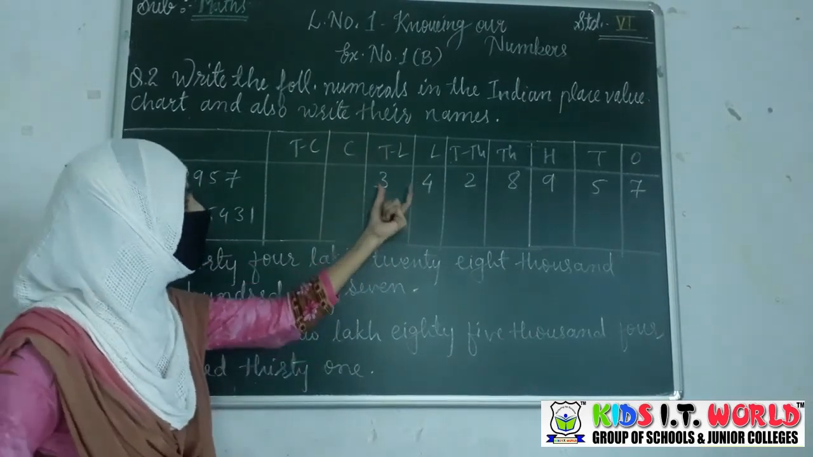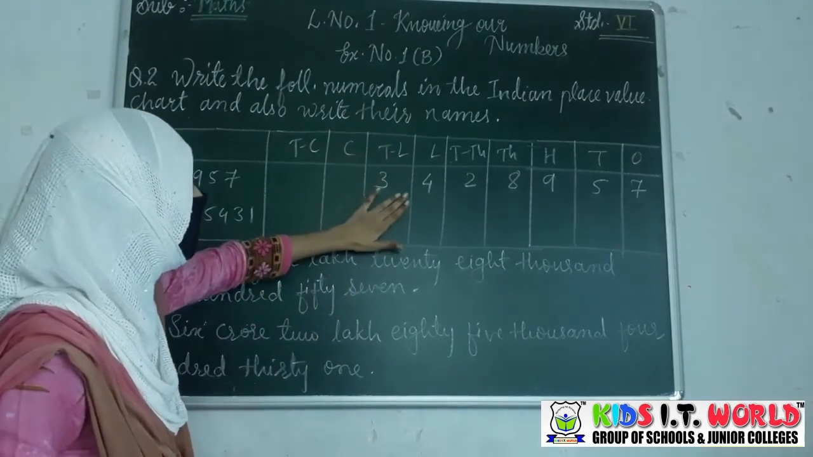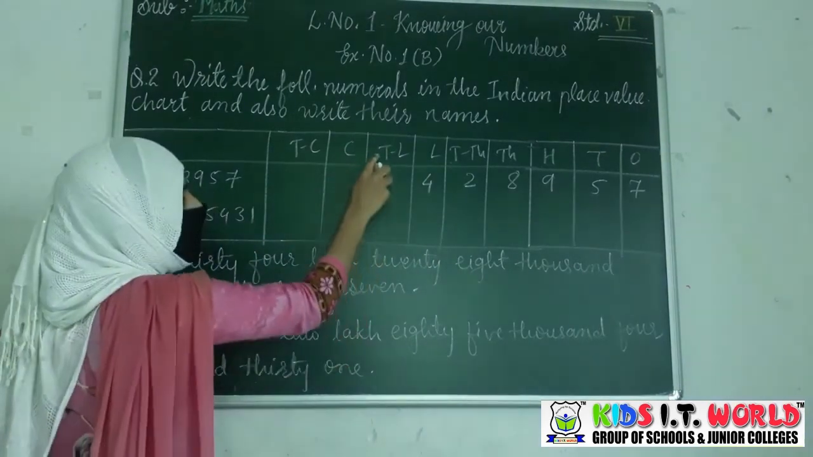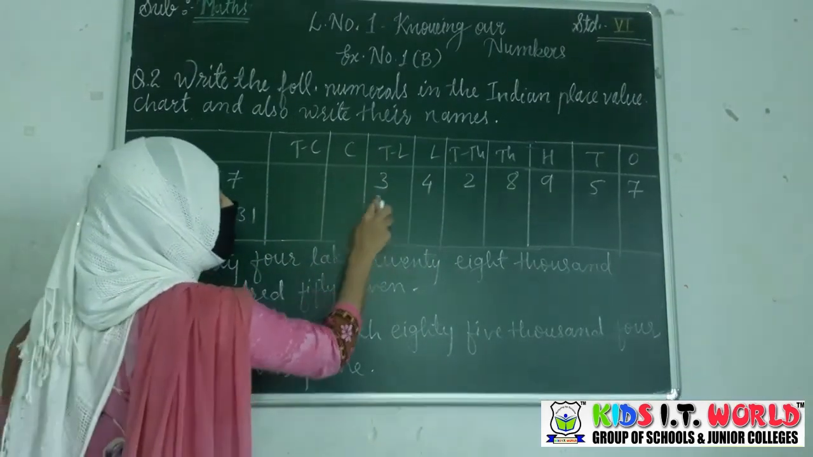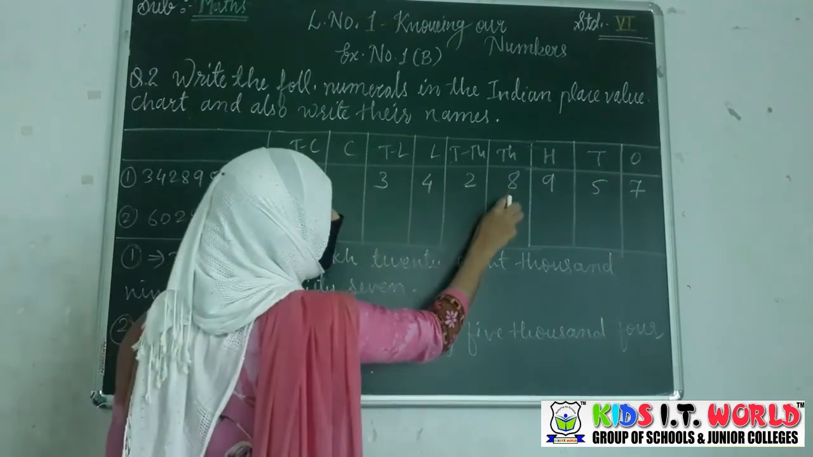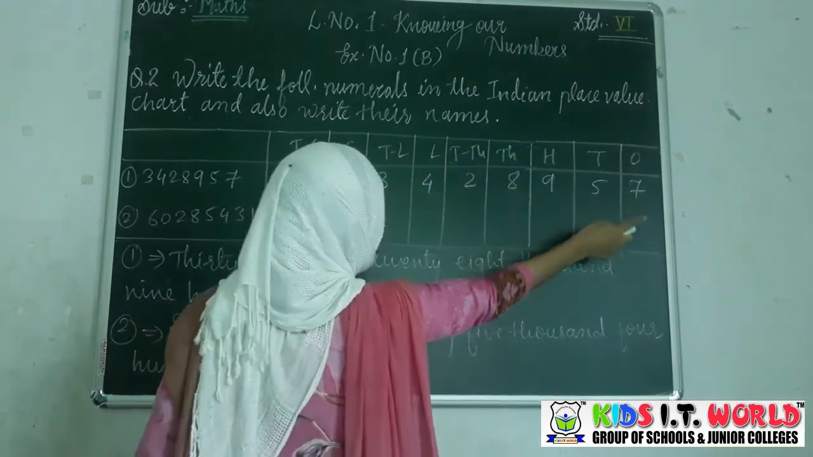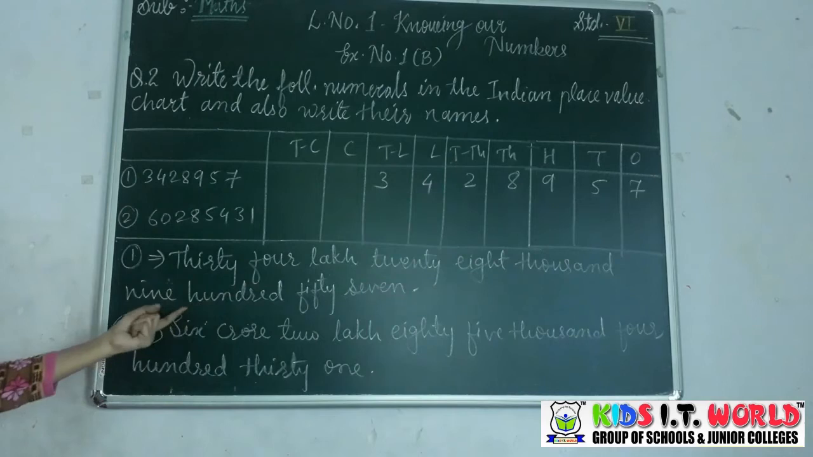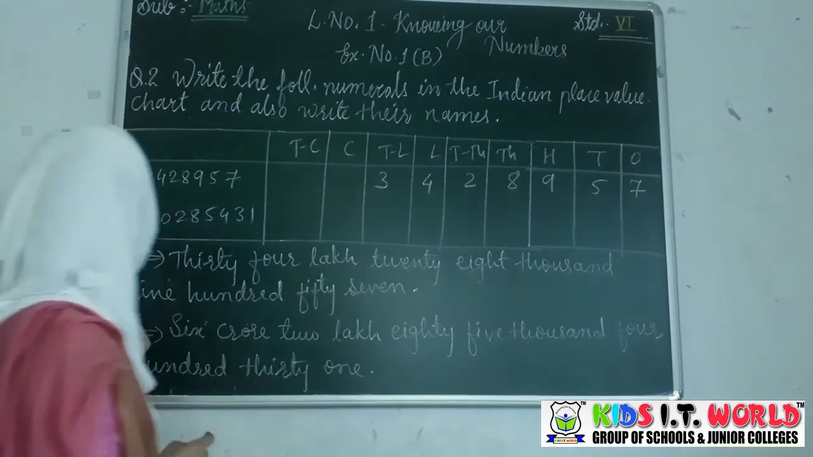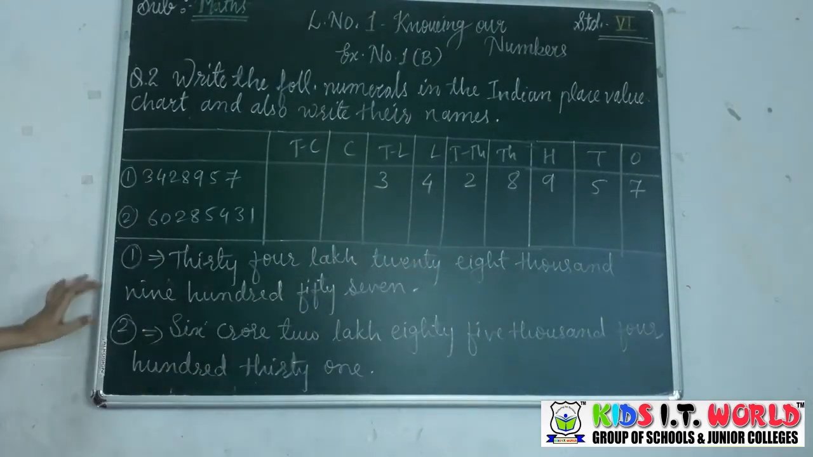So in this way you will write it in the place value chart and then write down the first answer. How will you read it? It is in the 10 lakhs. Means these two you have to combine. So 34 lakh 28,957. In this way you have to write it in the wording form. Now the same process for the second one also.